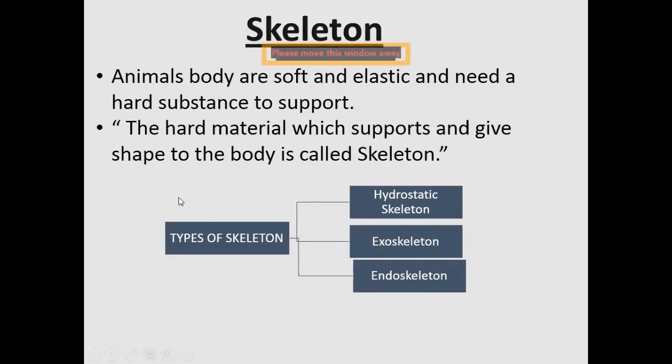Now next, types of skeleton. There are three types of skeleton: number one, hydrostatic skeleton, exoskeleton, and endoskeleton. Okay, how many types of skeleton? There are three types: hydrostatic skeleton, exoskeleton, and endoskeleton. So skeleton is a hard material which supports and gives the shape of our body, and it is of three types: hydrostatic, exoskeleton, and endoskeleton.